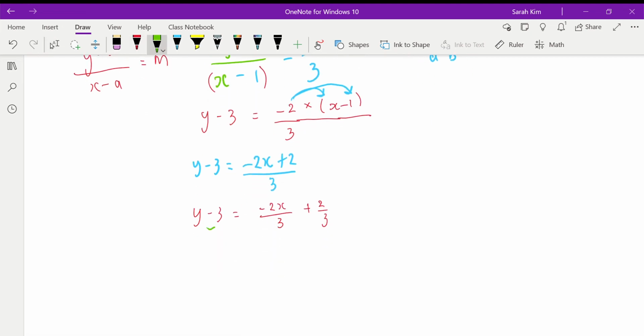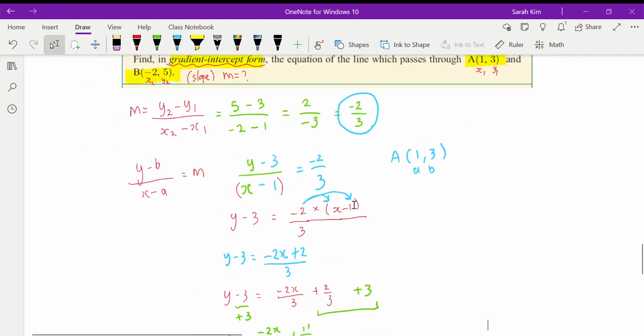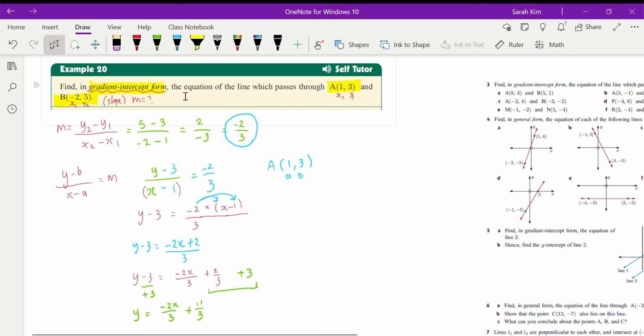Right, all I have to do is get rid of that -3, which is +3 to get rid of. So +3. Therefore, my y is going to be -2x/3 plus 3. Right, and then I have to add these ones together. I can use a calculator. 2/3 plus 3. That is going to be 11/3. So plus 11/3. There you go. That's my equation done. So my equation, in gradient intercept form, is done.